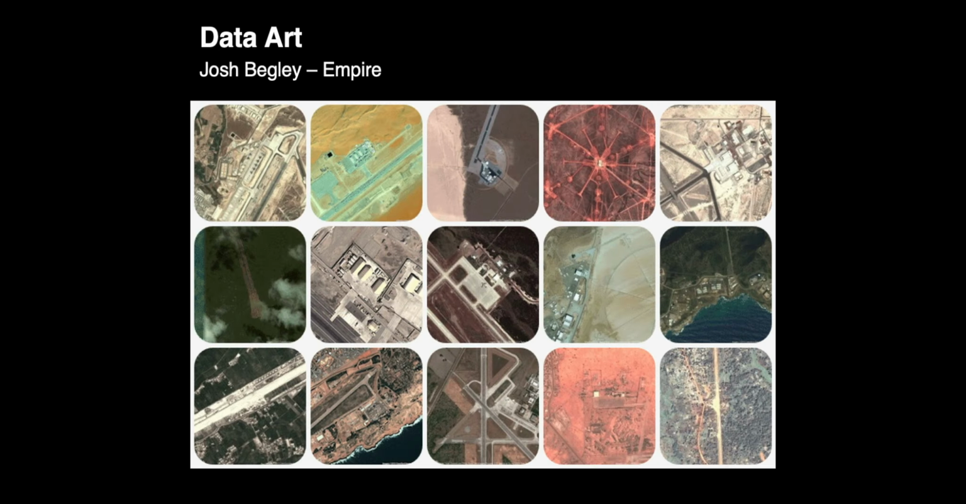So this is a project by Josh Bagley, who's a data journalist and artist living in New York. This particular project uses Google Maps to visualize the landscape of all the known US military bases around the world. Oddly, the majority of them you could see fine on Google Maps. There's just a few of them that are blurred out that you can't actually see.